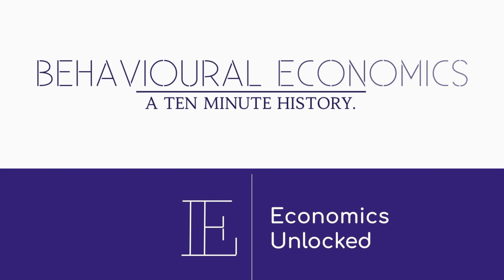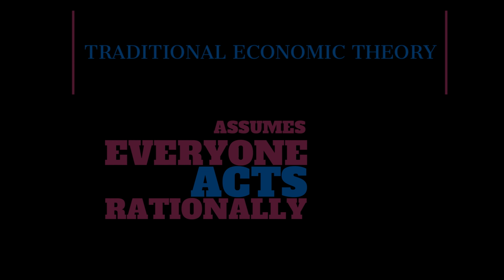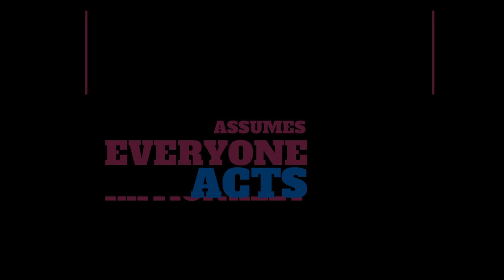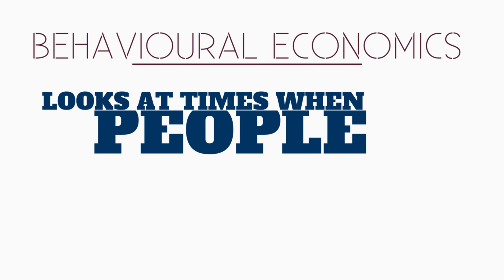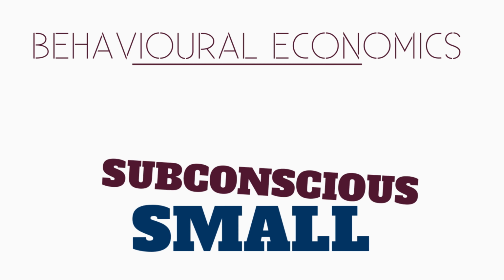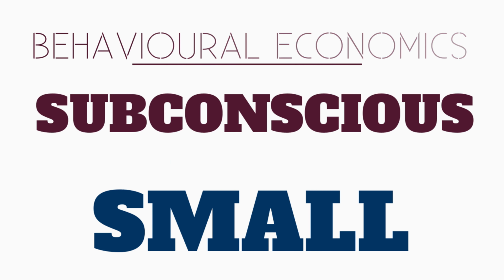So what's so different about behavioural economics then? Well, in more traditional economic theory, it was assumed that everyone will act rationally and also that people will try and achieve the optimal outcome in any scenario. But behavioural economics looks at the times when people are irrational or when they're not looking for the optimal outcome. It's about the small, subconscious and automatic decisions that we make. But it is gradually being used by both governments and businesses to influence bigger and bigger aspects of our lives.